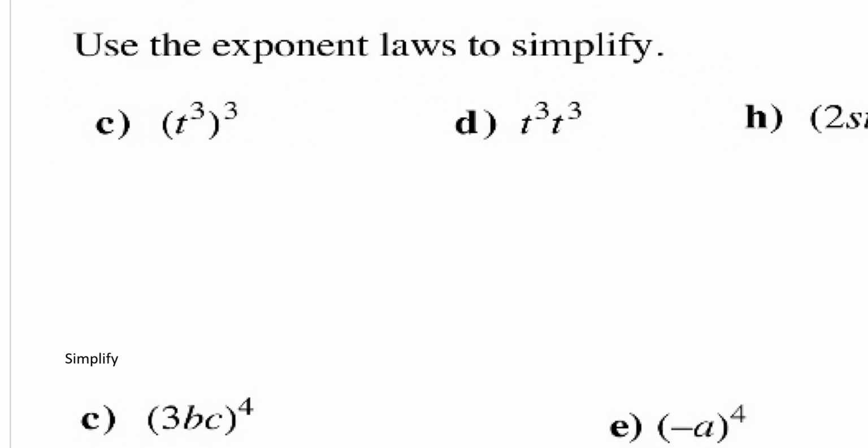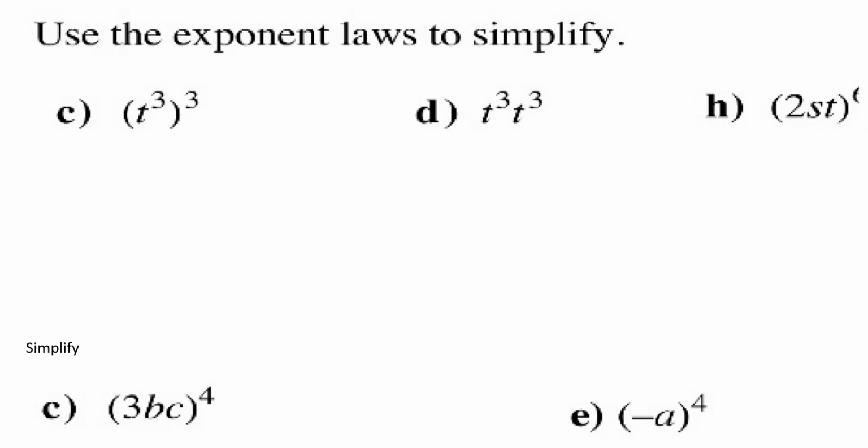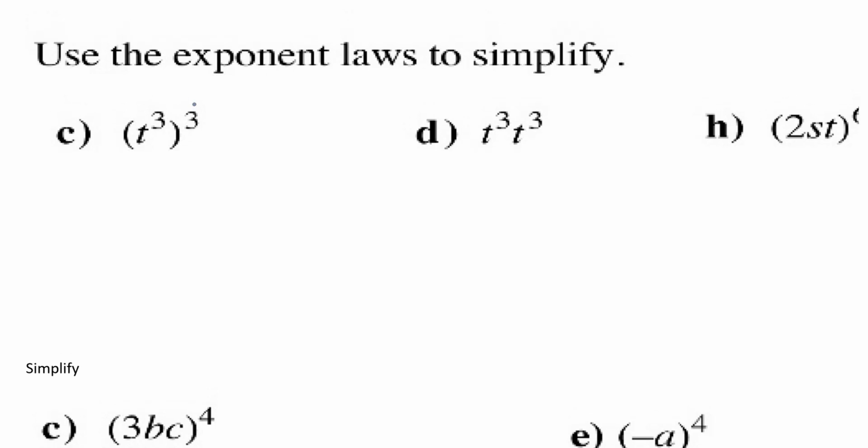Okay, for the next few questions here, I need to use the exponent laws to simplify. So moving on to question number 16C. Using the power to power law here, 3 times 3 is going to be 9, so that's going to be t to the power of 9. Over here, I'm multiplying, right? If you're multiplying, you need to add the powers. So t to the power of 3 plus 3, and that would be t to the power of 6.